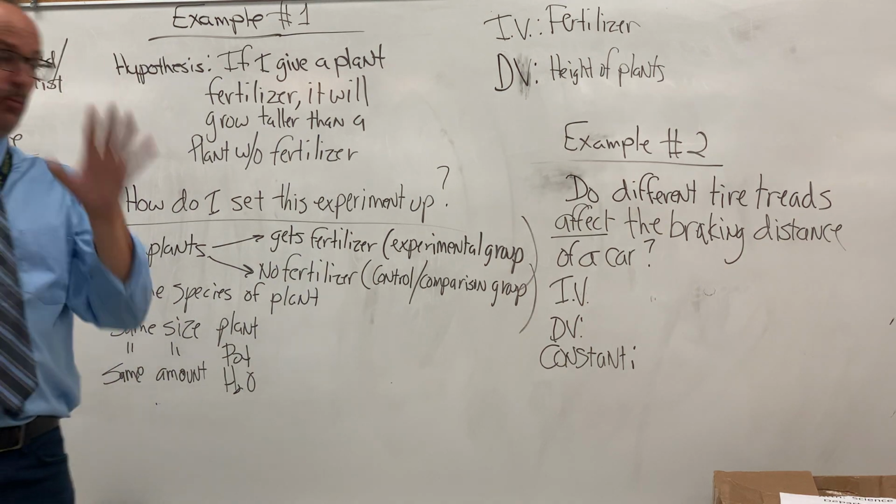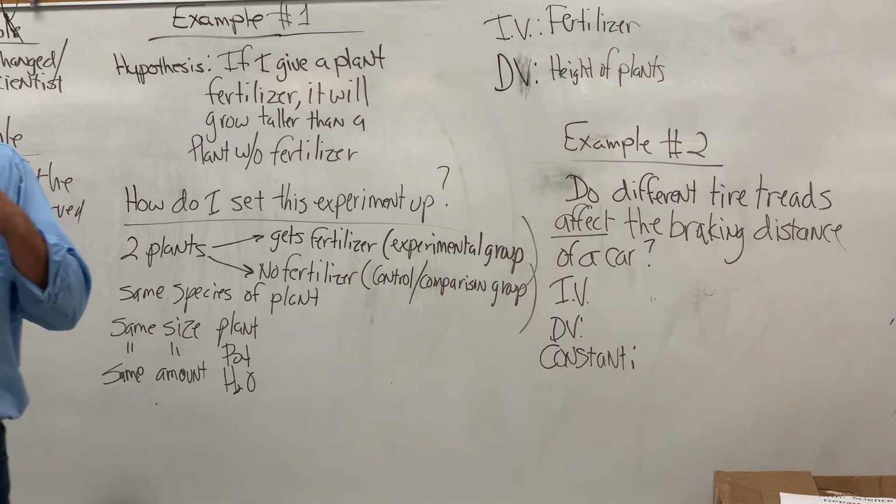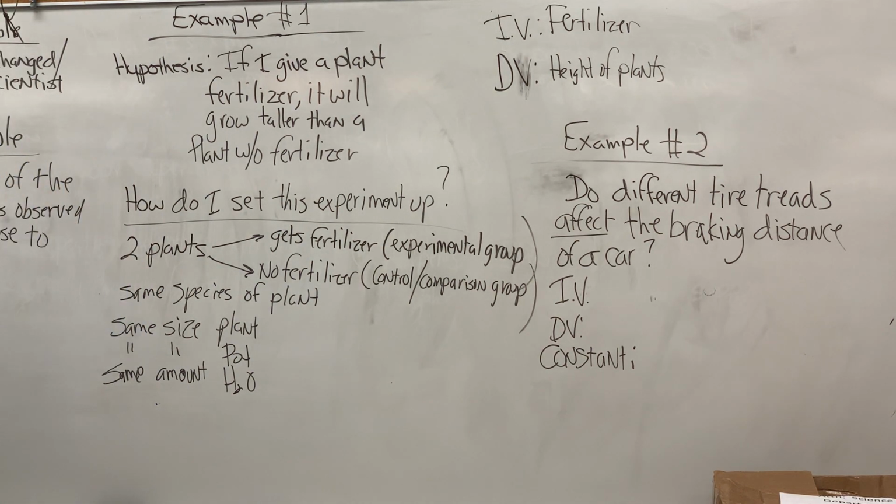Everything else among the 2 plants must be the same. They need to be the same species of plant, because different plants grow at different rates. They need to be the same starting height, or as close to each other's height as they can be. Same size plant, same size pot. The more space the plant has, the faster it will grow, or the more it will grow.